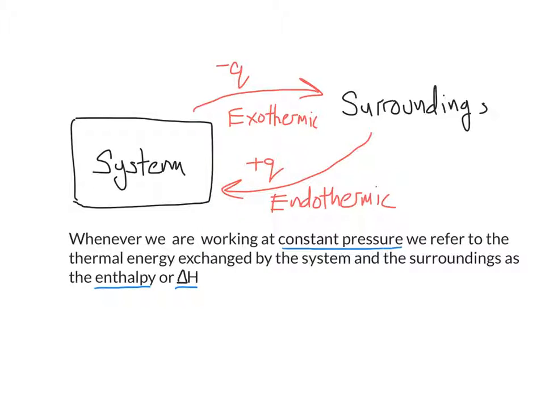Note that not all chemical reactions occur at constant pressure. In internal combustion engines, the pressure of that oxidation reaction changes dramatically. Also in geochemistry, where chemical transformations are occurring deep underneath the ground, those chemical reactions are not occurring at constant pressure. Most often in Gen Chem, we will be doing chemical reactions at constant pressure, so we can assume that the thermal energy exchanged between the system and the surroundings is the enthalpy change.